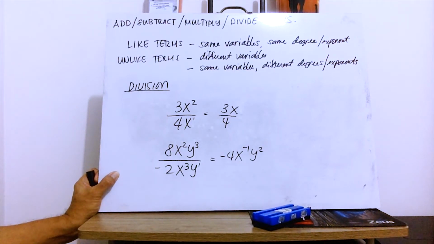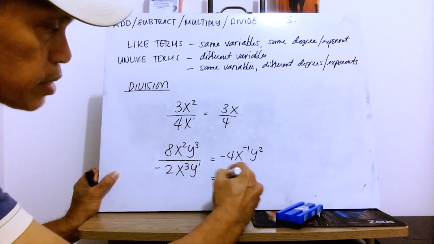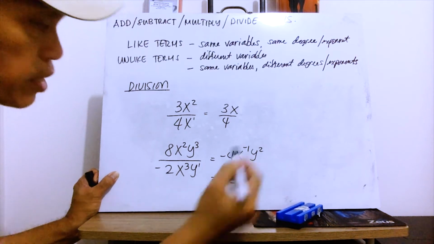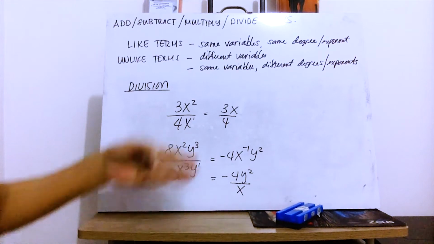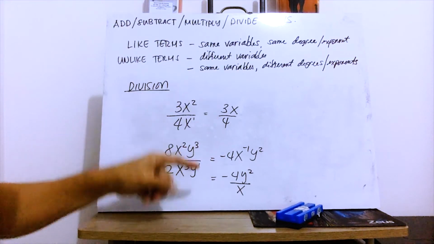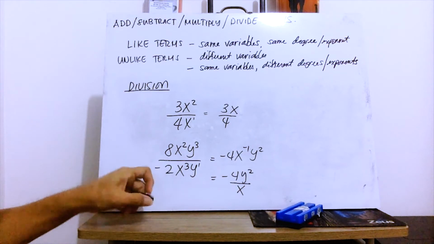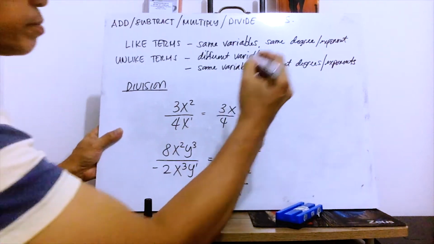There. But how do we write it properly? It should be written as negative 4y squared over x. This is the proper way to write it instead of this one. Although this is technically correct, I prefer you writing it this way. That's the proper way. One more, then we're done.